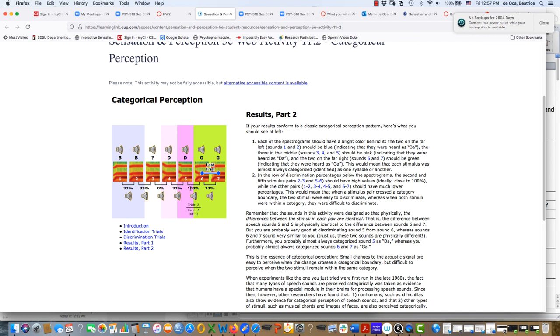So where you see in your results the 100%, that's telling you that you had a very clear categorical boundary between one sound and the next, like a wall between the B sound and the D sound, or the D sound and the G sound. So if it's really high, it doesn't have to be 100%, but if it's like 80% or 75%, then that's where your boundary is. And where the numbers are low or even zero, then you're hearing them as basically the same.